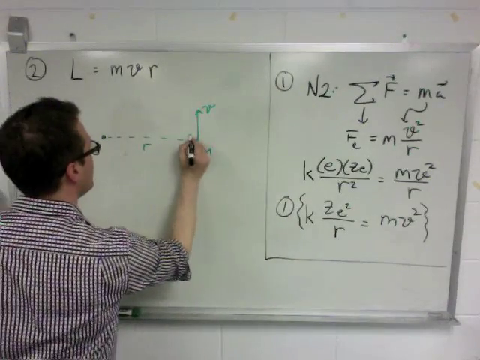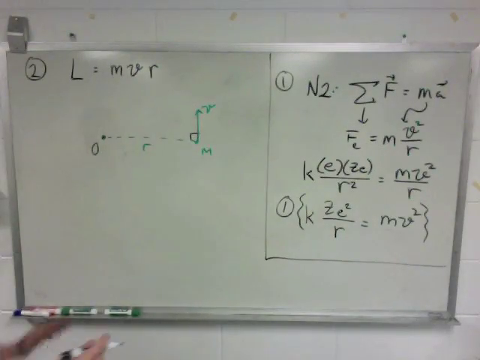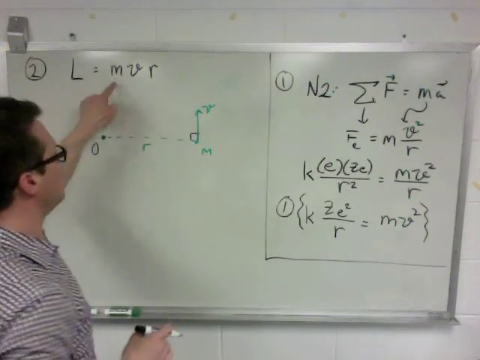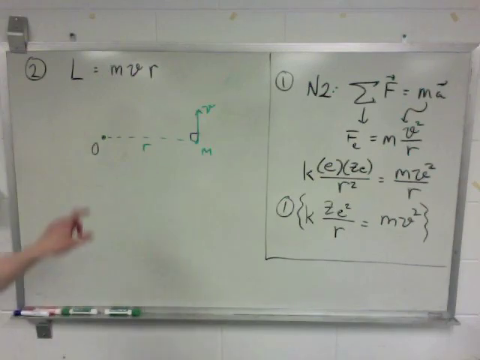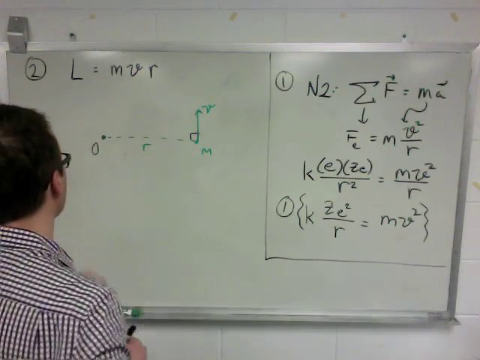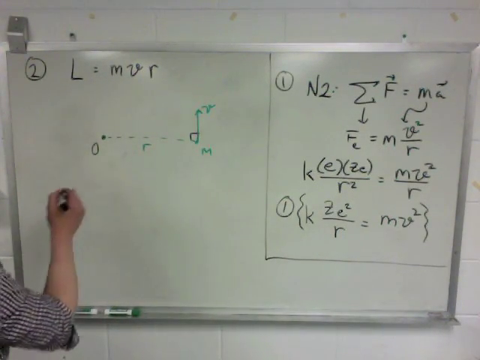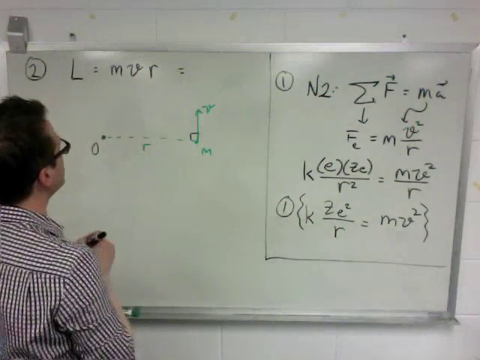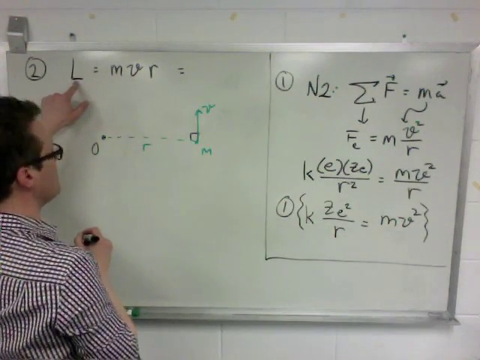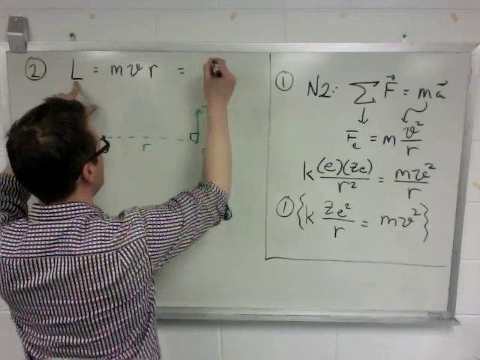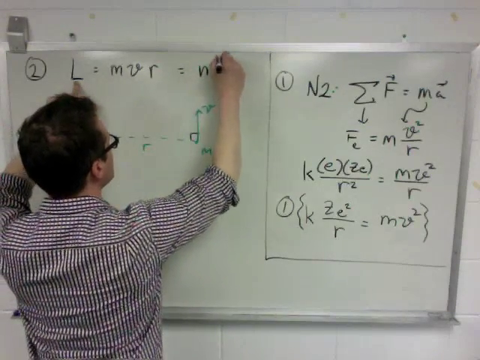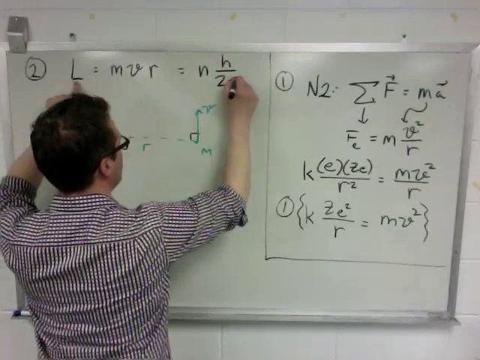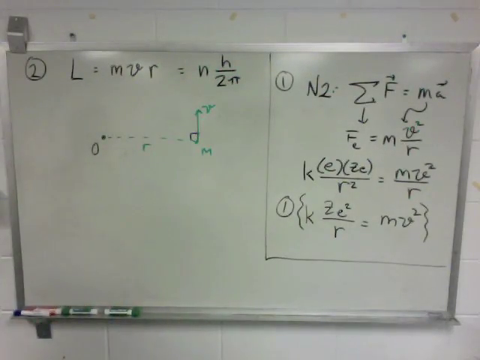So in this particular scenario, where v is perpendicular to r, the equation is even simpler. So I have m times v times r. And what Bohr told us in this weird assumption that he made, he told us that the angular momentum can only come in integer multiples of h divided by 2 pi.